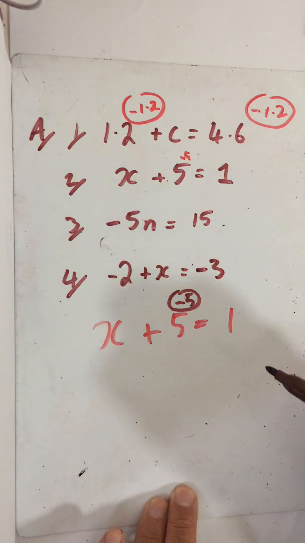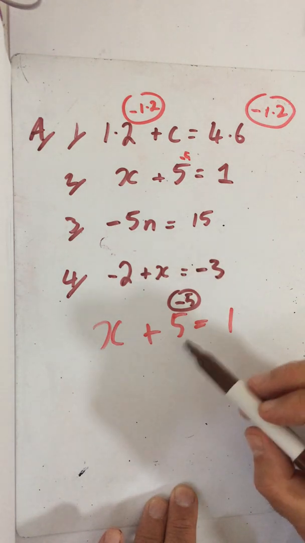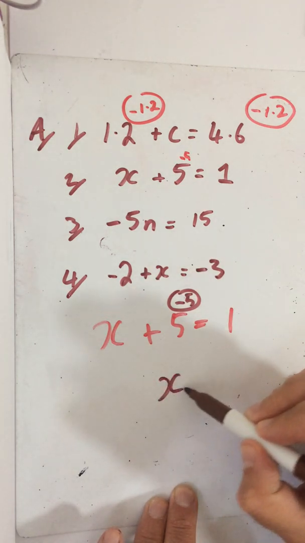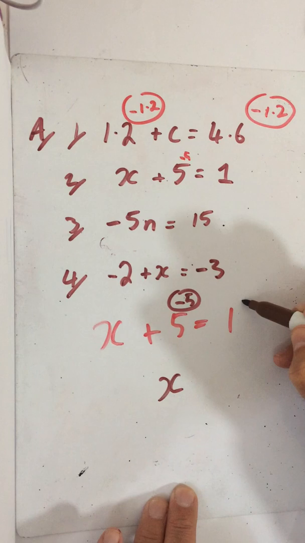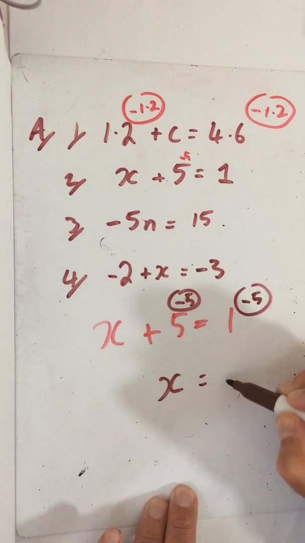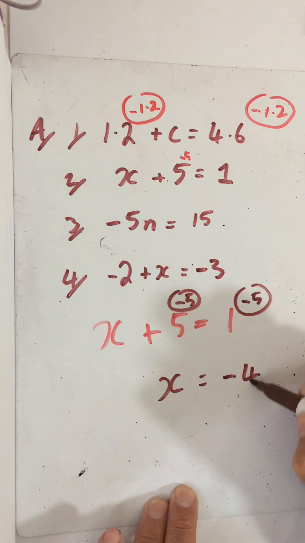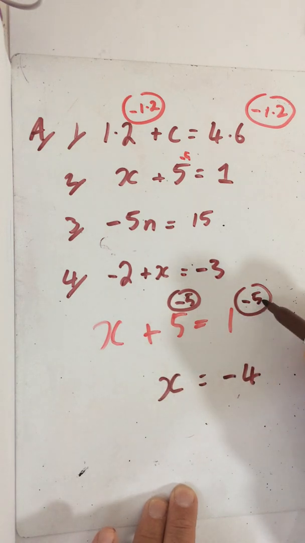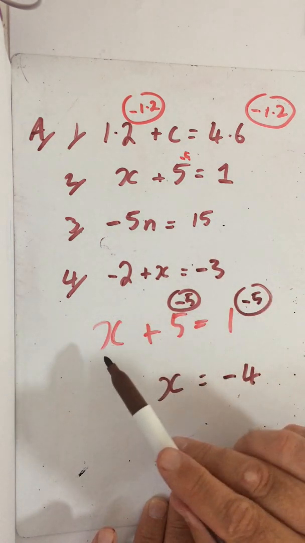So that'll leave me with x on this side. So again, I have to do the same on this one, minus 5. What is 1 take away 5? It is in fact minus 4. 1 take away 5 is minus 4, remember. Okay, this doesn't work.